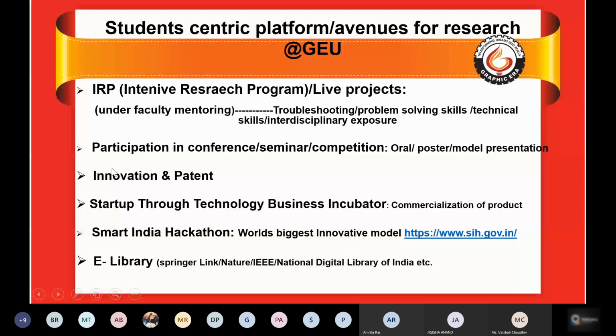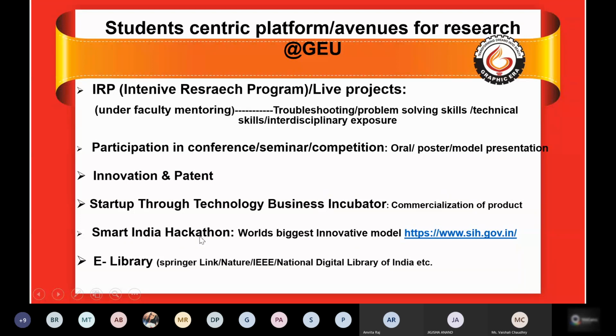Then you are able to innovate and able to understand the patents, how to file a patent, what is a patent, right? Then also we have a TBI, Technology Business Incubator, where you can start your startup, and it is basically the commercialization of products. So our university is recognized as a DST approved TBI. We'll discuss later on.